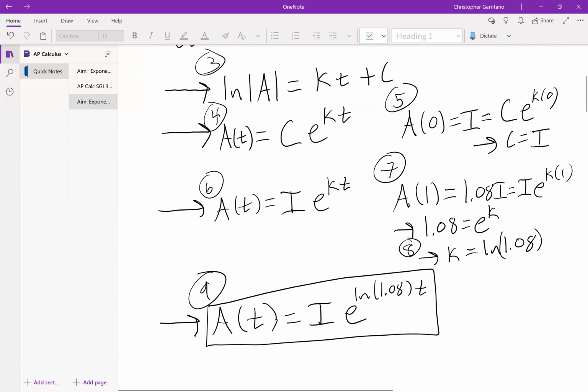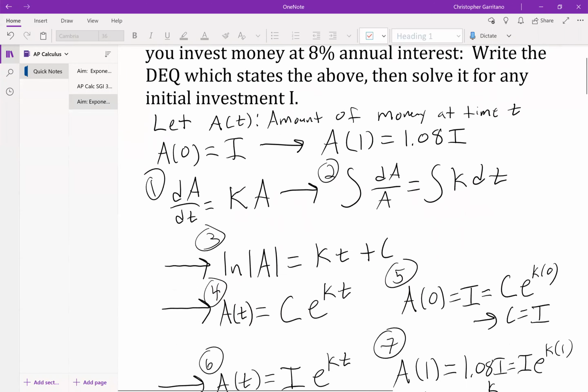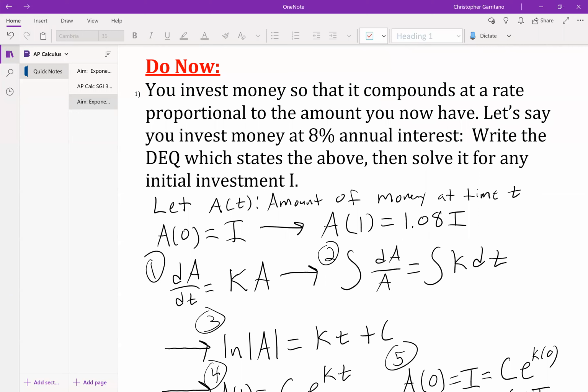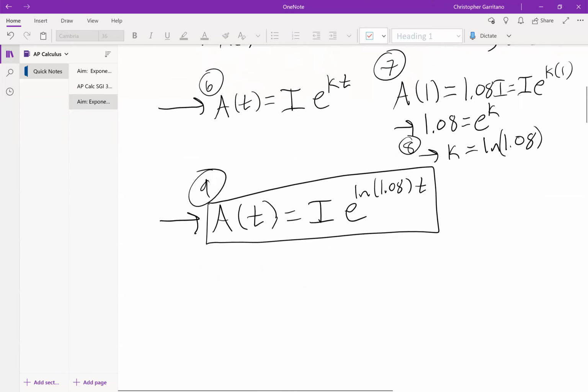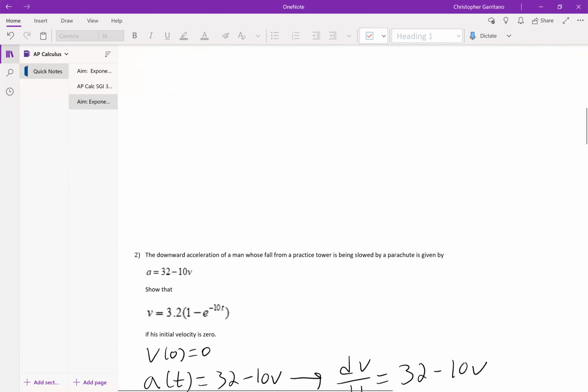Again, these problems require you to be able to interpret what the problem is saying to you, try to express it as a differential equation, and then from there, the solutions are very, very similar. Okay, moving on.